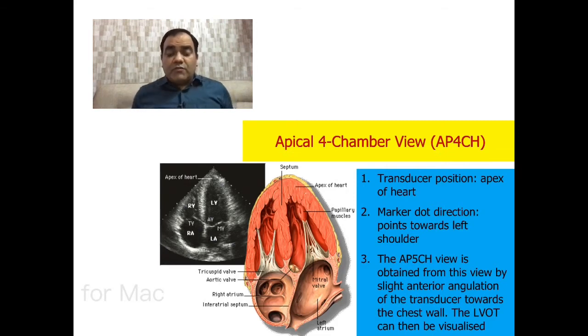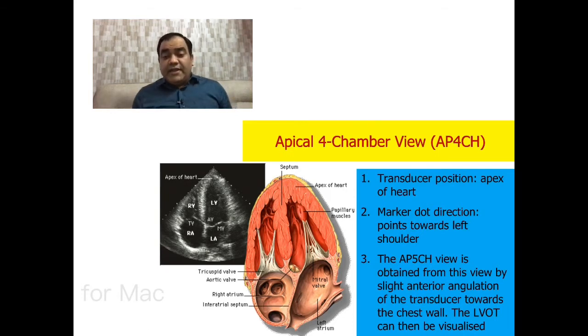Now come on to the most commonly used, the apical 4-chamber view. In this view, the transducer position is at the apex of the heart, and the marker dot direction points towards the left shoulder. And in apical 4-chamber view, we can clearly visualize all the 4 chambers, that is left atria, left ventricle, right atria, right ventricle, interatrial septum, interventricular septum, the mitral valve between left atria and left ventricle, and tricuspid valve between right atria and right ventricle.